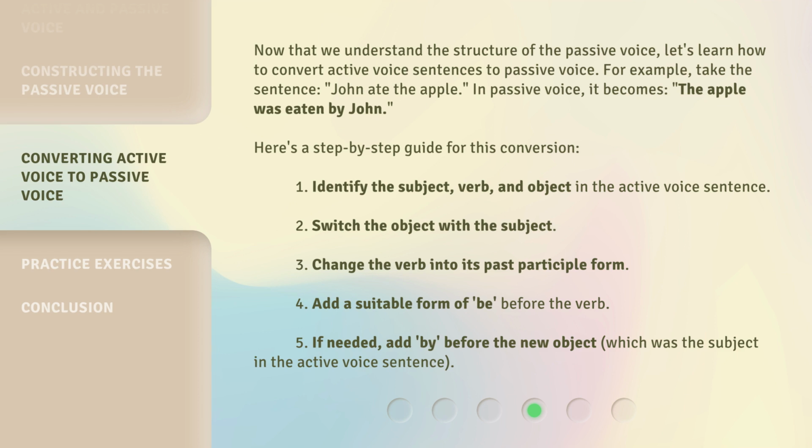1. Identify the subject, verb, and object in the active voice sentence. 2. Switch the object with the subject. 3. Change the verb into its past participle form. 4. Add a suitable form of be before the verb. 5. If needed, add by before the new object, which was the subject in the active voice sentence.